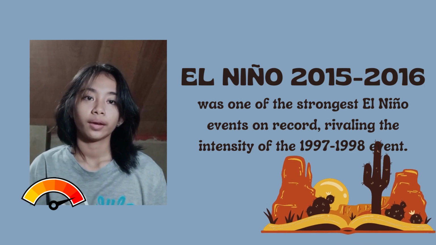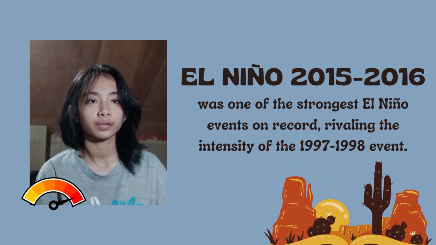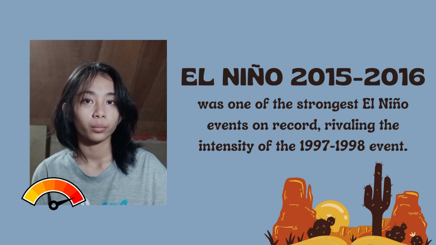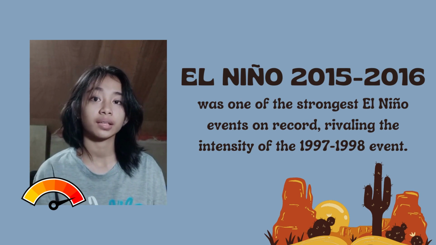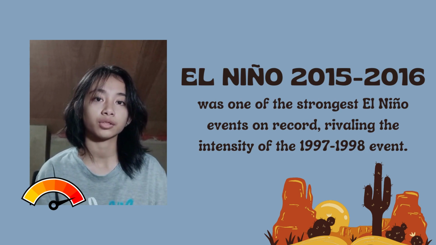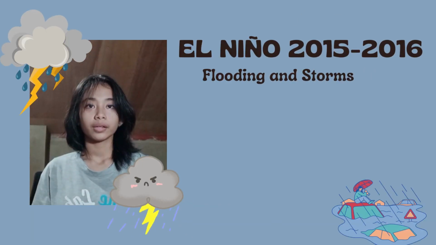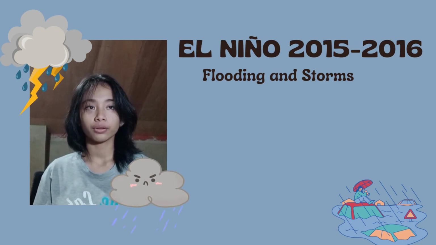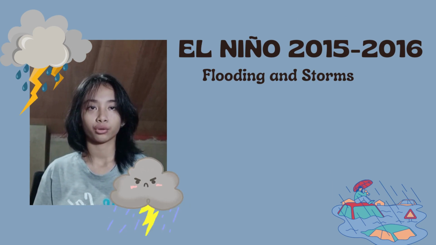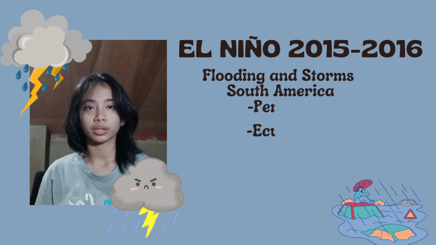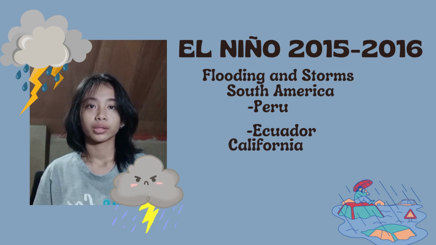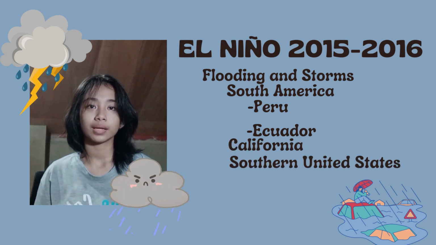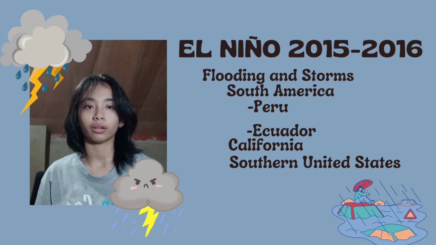Another El Nino case is the El Nino of 2015 to 2016. It was also one of the strongest El Nino events on record, rivaling the intensity of 1997 to 1998. Flooding and storms. Conversely, other areas faced heavy rainfall and increased storm activity. South America, including Peru and Ecuador, witnessed extreme flooding and landslides. California and parts of southern United States experienced intense rainfall and storms.